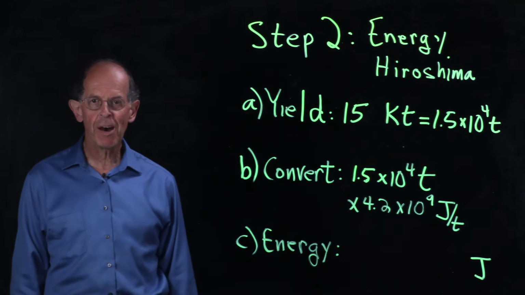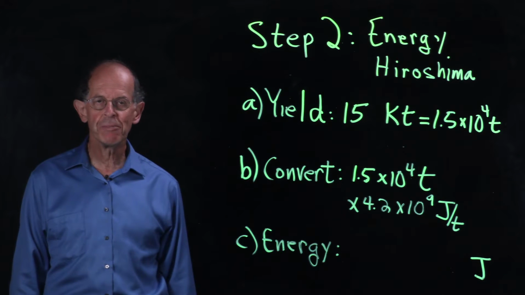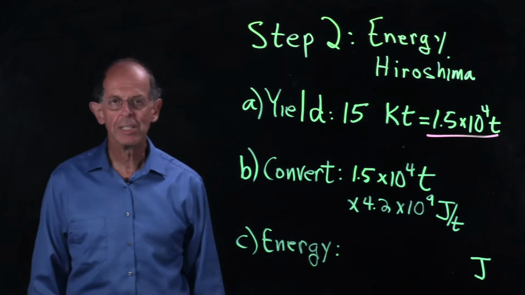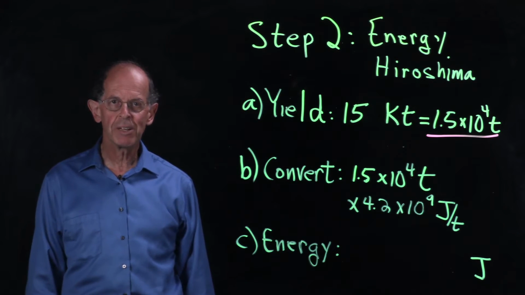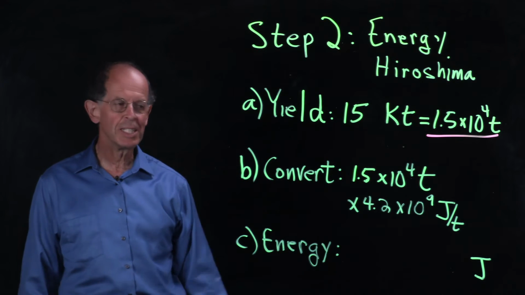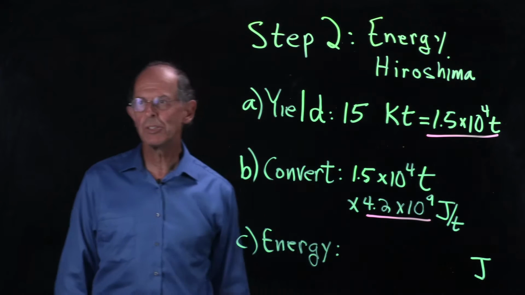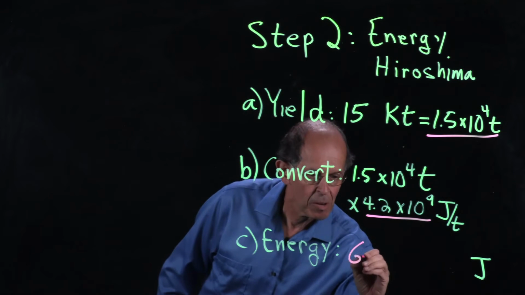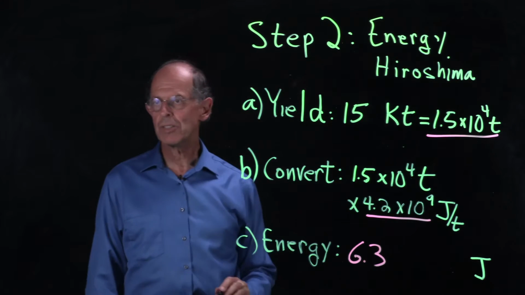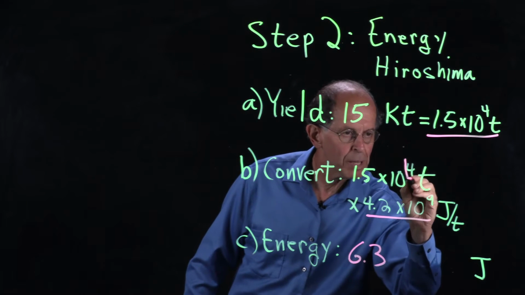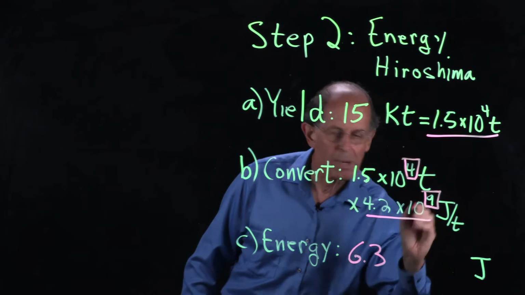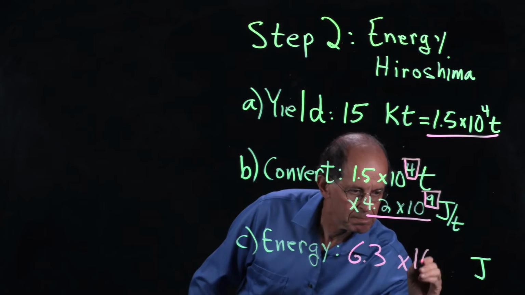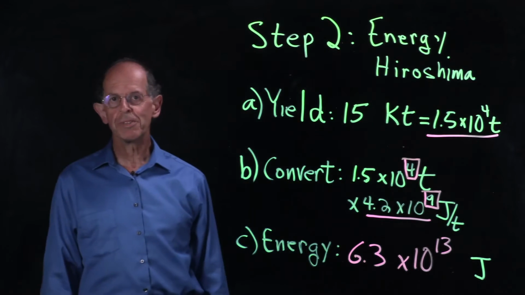Energy of Hiroshima, following the setup. The yield is, we know it from before, 15 kilotons, 1.5 times 10 to the 4 tons of TNT. Now we convert. We know what 1 ton of TNT gives, that many joules. Multiply by the number of tons and we get the total energy, which is 1.5 times 4.2, which is 6.3. Now, multiplying the powers of 10, we do that by adding the exponents as before: 4 plus 9, 13. And there's our answer for the energy.